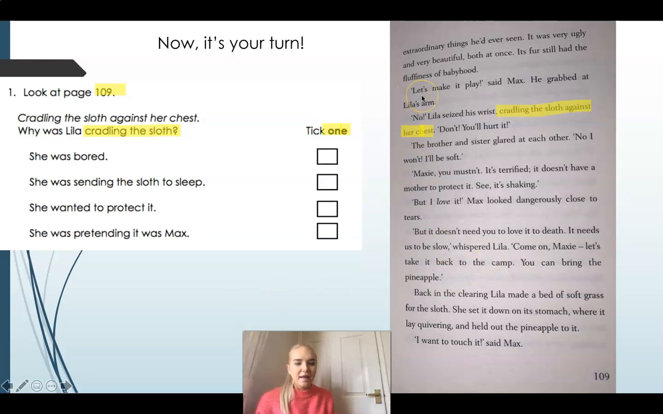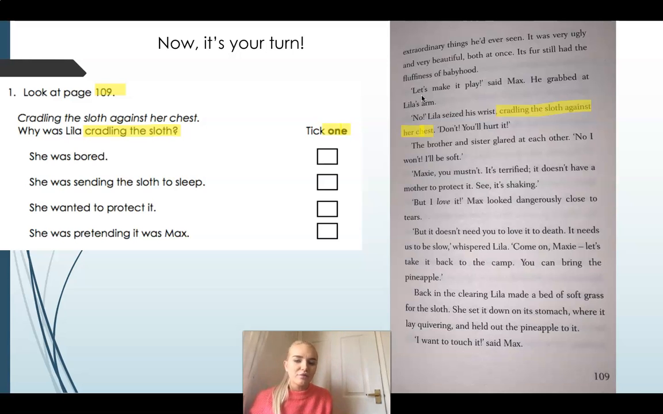It says here, let's make it play, said Max. He grabbed at Lila's arm. No, Lila seized his wrist, cradling the sloth against her chest. Don't, you'll hurt it. Now, when I read this, don't, you'll hurt it. If you don't want to hurt something, you often want to keep that something safe. You want to protect it. So that's actually one of my answers, so I might keep that in mind.